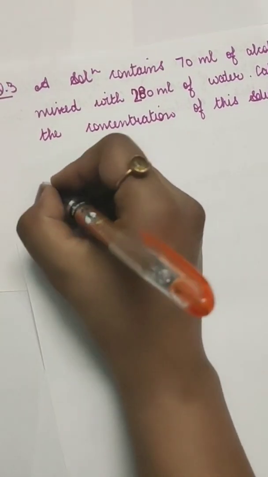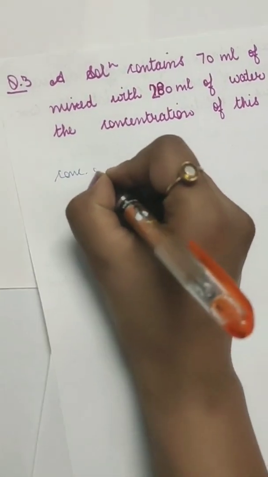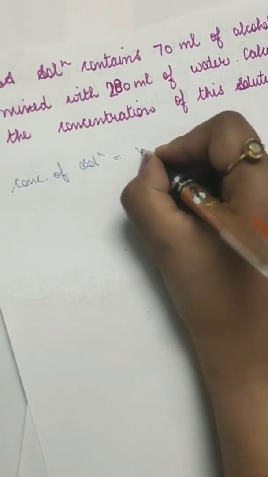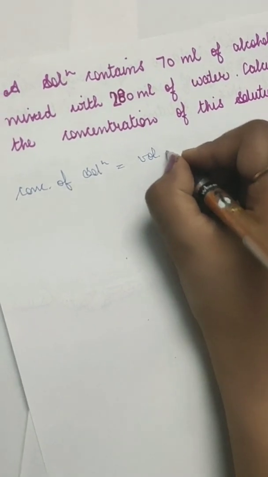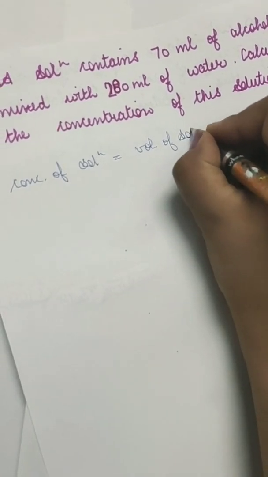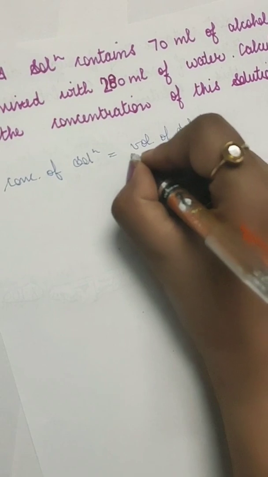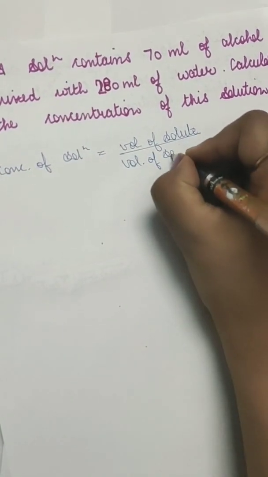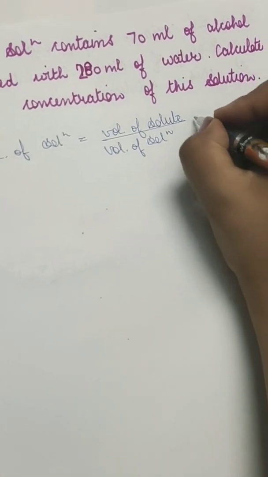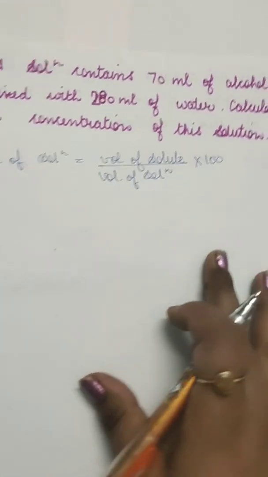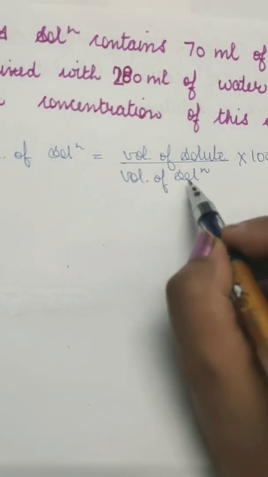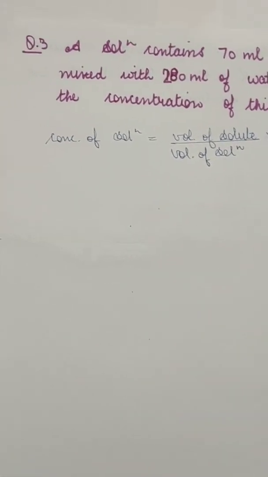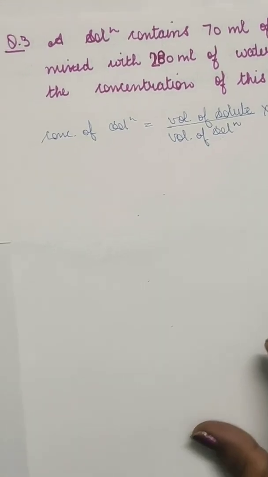So the concentration of solution equals volume of solute upon volume of solution into 100. Please don't get confused about why I'm writing SOLN here. It is the shortcut for solution. Since I'm teaching you, I'm not writing it in full, but you have to write it in full.